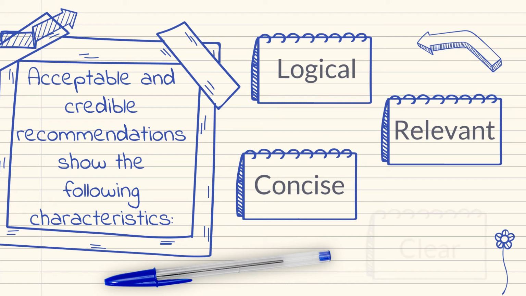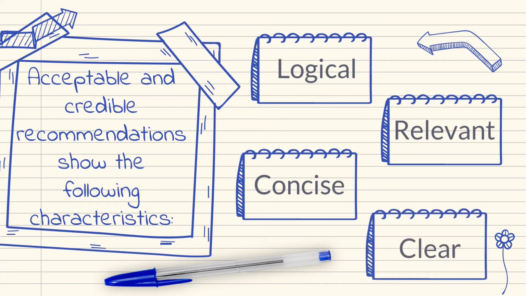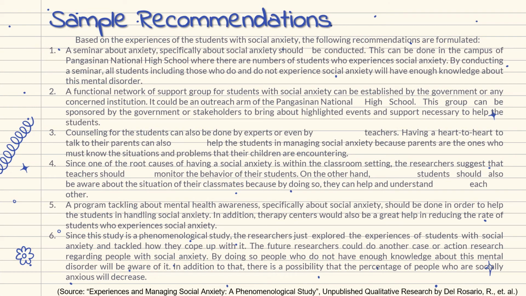And lastly, it must be clear. You have to avoid ambiguity. This section should aim and make an effort to solve problems in the study. It should ensure a continuous benefit to individual persons and the larger society. Keep in mind that recommendations are written to improve the study. From the given conclusions earlier, here are sample recommendations made by the researchers.